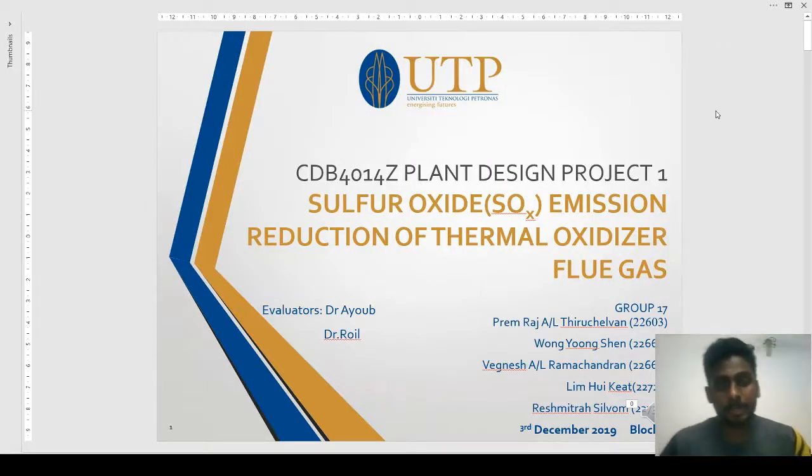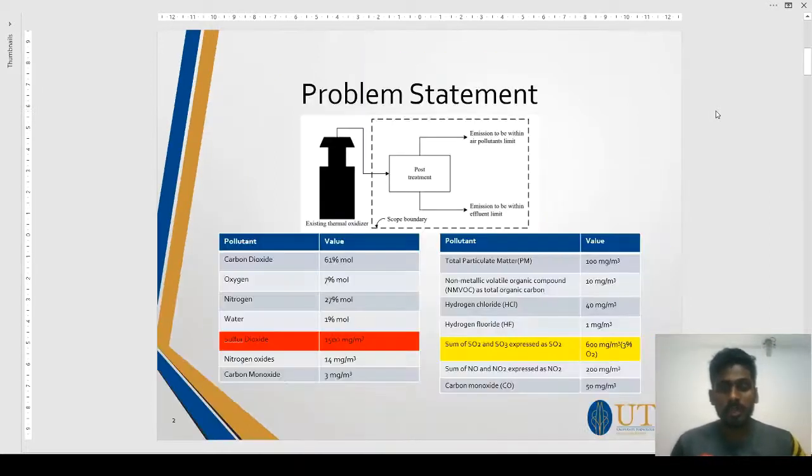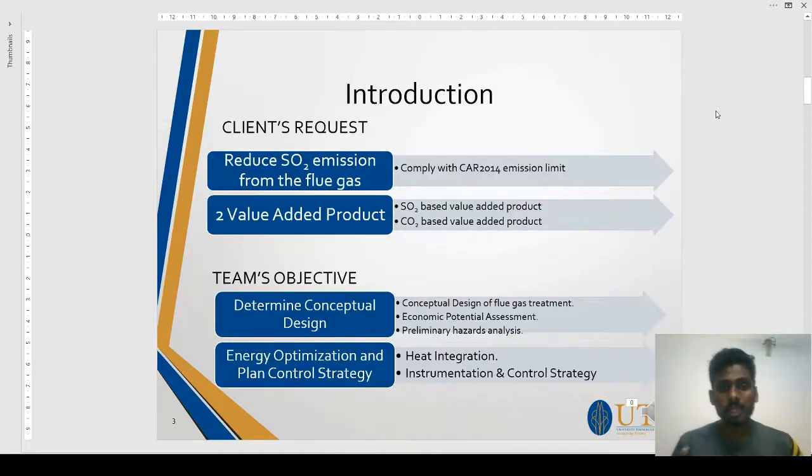Hi everyone, I'll be presenting a brief introduction on the plant design project. So we were given a problem statement whereby we have to reduce the emission of the SO2 and CO2 coming out from the thermal oxidizer, as well as to change it into a value added product. As you can see, these are the parameters shown in the slide. Moving on to the team's objective, we try to come up with a conceptual design in order to meet the client's request, as well as utilize the energy optimization via integration to reduce the energy cost.